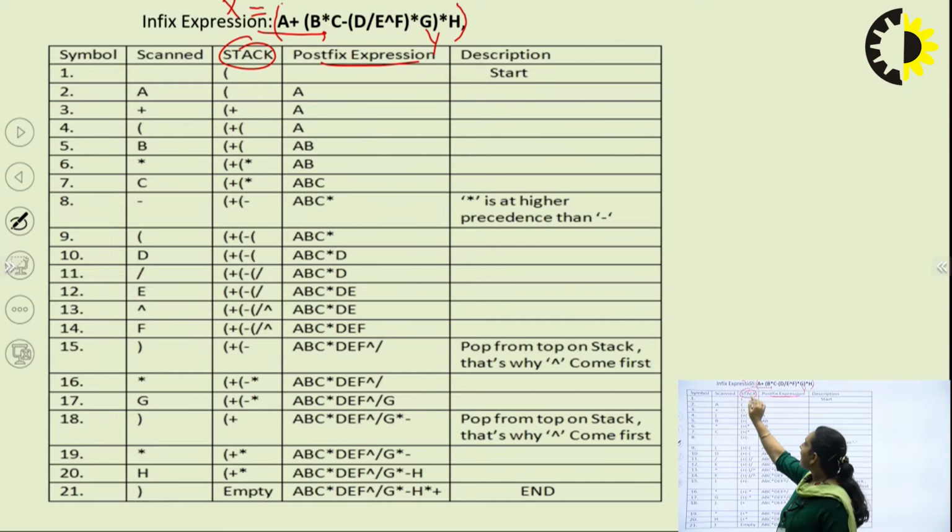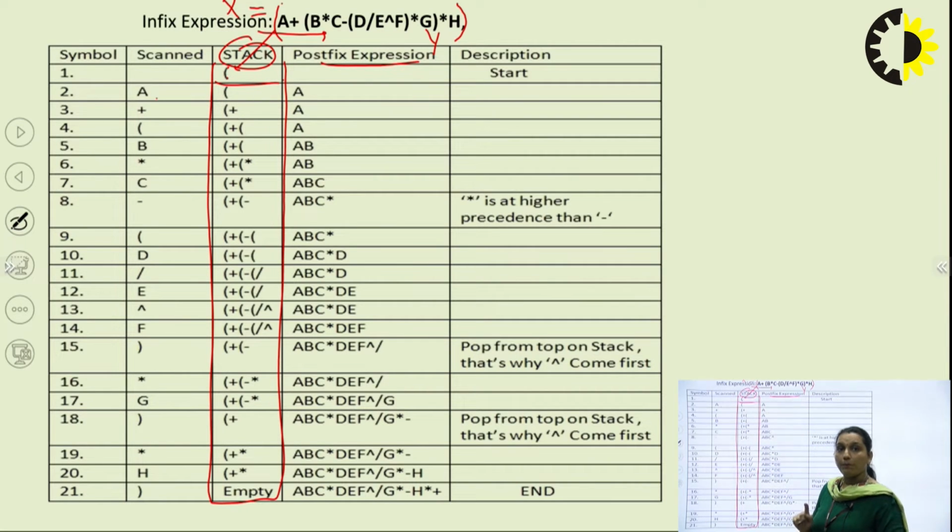Fine. First we have to scan. This is a left parenthesis, so we have to push it into the stack, and it stays in the stack until it becomes empty. Next we have A. As I have just said, an operand will be pushed into the expression, so we will write it into the expression. A is encountered, that is an operand, so it goes into the expression.